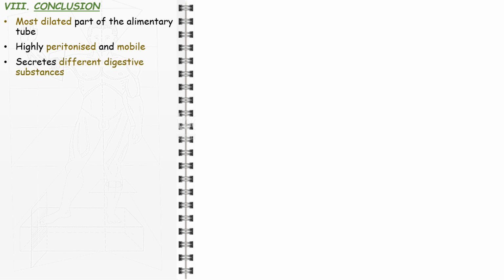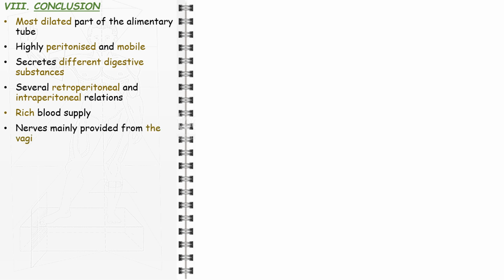The stomach is the most dilated part of the alimentary tube. It is highly peritonized and mobile. Functionally, it secretes different digestive substances. The stomach has several retroperitoneal and intraperitoneal relations as well as a rich blood supply. Nerves of the stomach mainly derive from the vagi, and its lymph drainage is ensured by the celiac nodes.